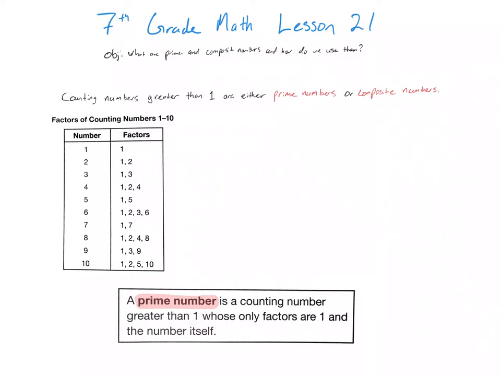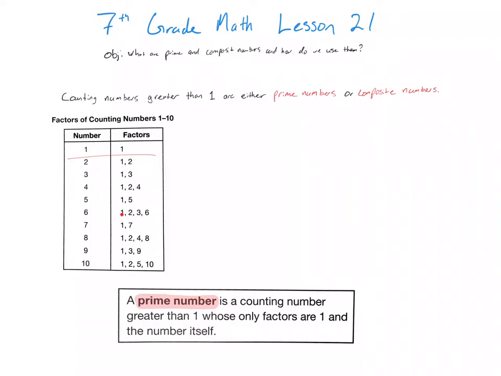So we listed here the first few numbers: 1, 2, 3, 4, 5, 6, 7, 8, 9, 10. And since it says greater than 1, not greater than or equal to 1, we're really just looking at the numbers from 2 on down from there. Notice 2 is 1 times 2, 3 is 1 times 3, 4 is 1 times 4 or 2 times 2. These are the factors. I can use these numbers to get that one.